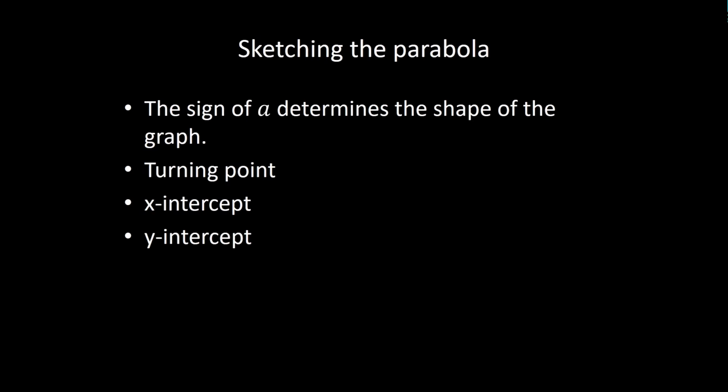Now, when you sketch the parabola, there are some important things to remember. The sign of a determines the shape of the graph. We've already spoken about that. So your graph can either have a maximum turning point or a minimum turning point. The value of a will tell you whether your graph is going to have this shape or that shape. You also need to find the turning point. If you've been given the graph in standard form, you first find your axis of symmetry and then resubstitute to find the y value of the turning point.